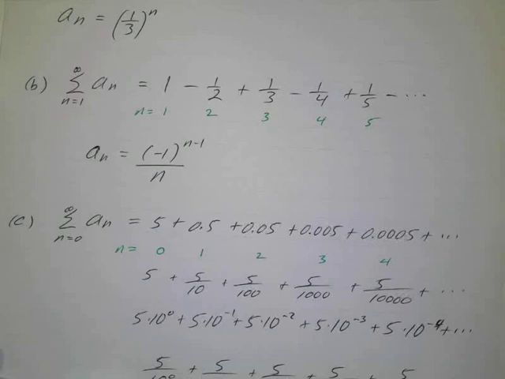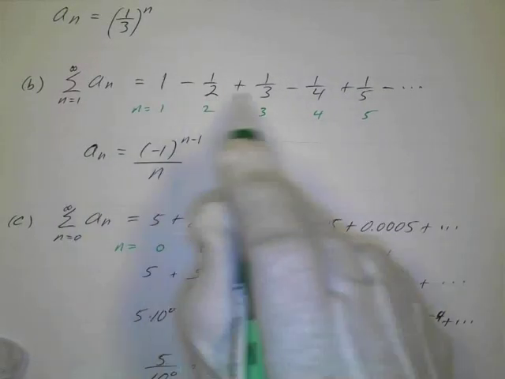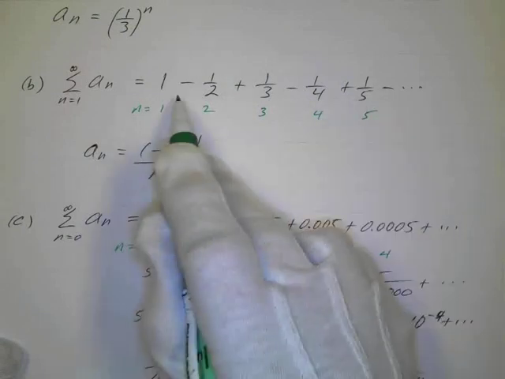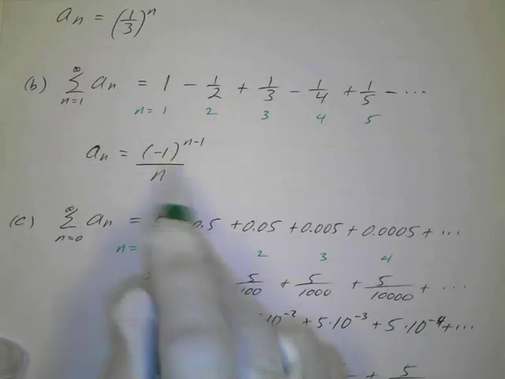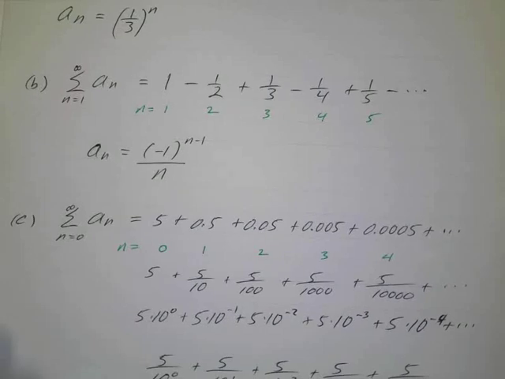Got a little crooked there, sorry, okay? So again, the only difference here, this is 1 over n, 1 over n, 1 over n, 1 over n, 1 over n. The n is in the bottom, and we just have to take care of the alternating signs. Okay?